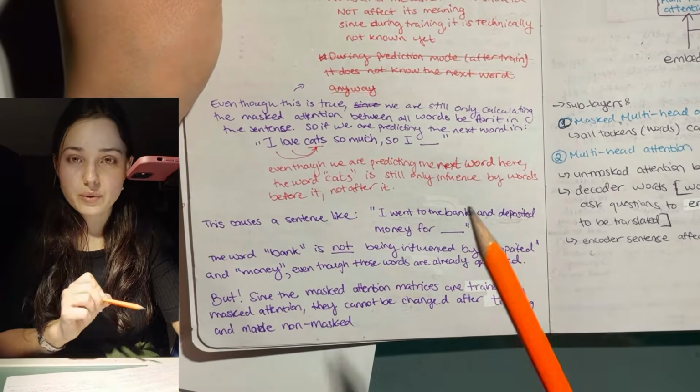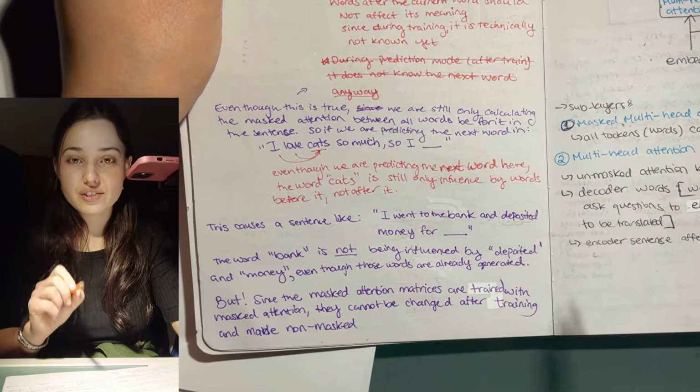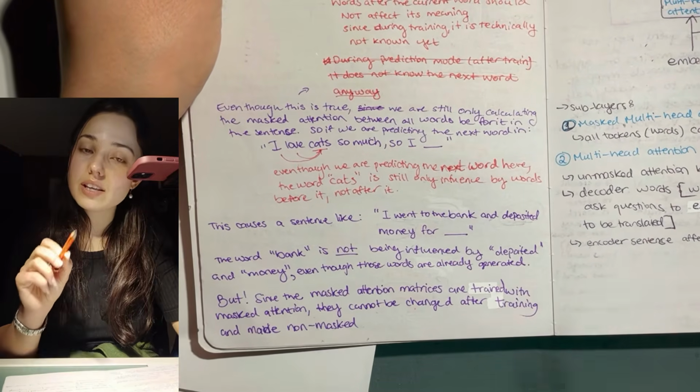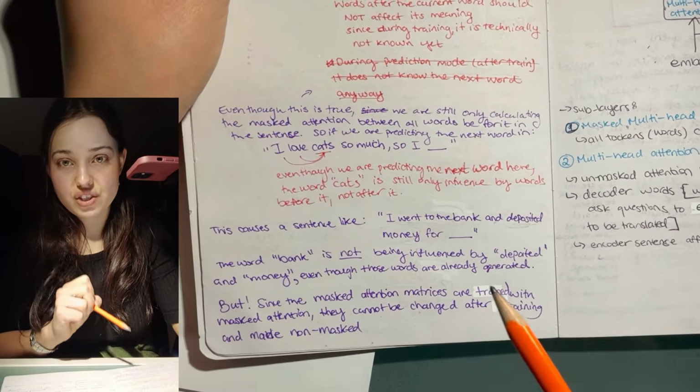So each word asks a question. The words around it answer that question. If they answer yes, the word's value is changed. Okay?